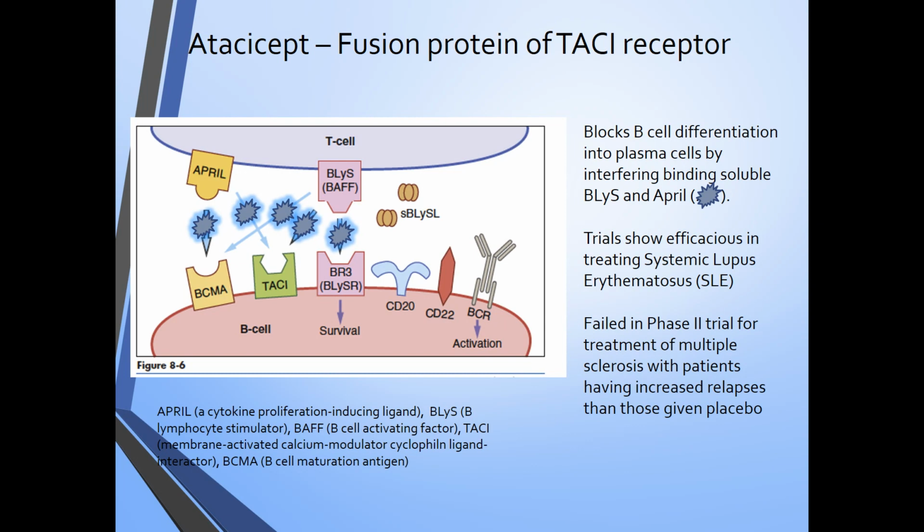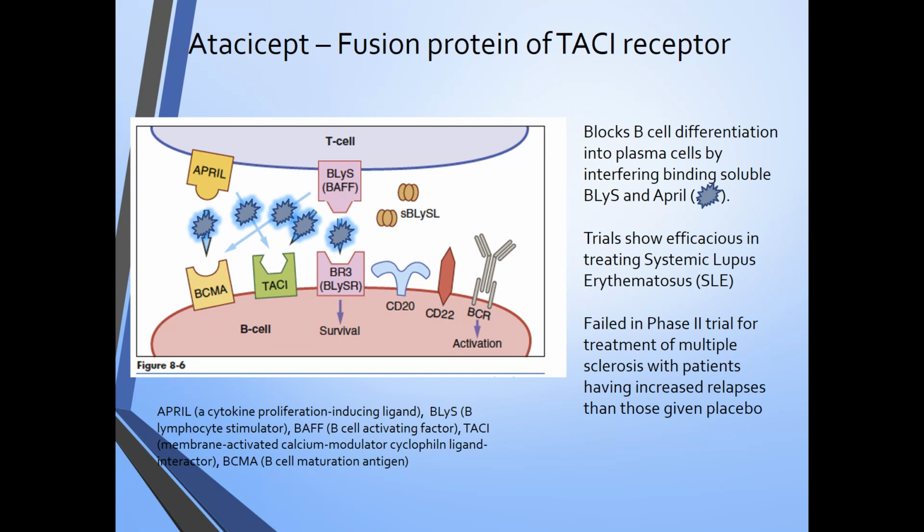And so basically what this does is it will bind to those APRIL and BLyS cytokines. You can see TACI is one of the receptors that normally has specificity for both of those cytokines. So the idea is, if you give this soluble fusion protein to a patient, it'll bind up these cytokines, these signals, and block them. So it blocks B cell differentiation into plasma cells by interfering with the binding of soluble BLyS and APRIL.